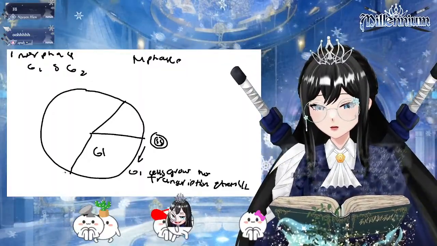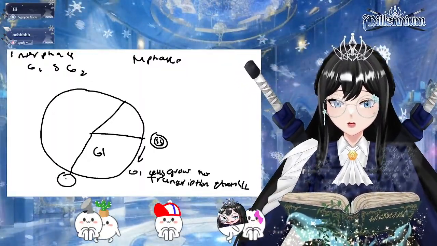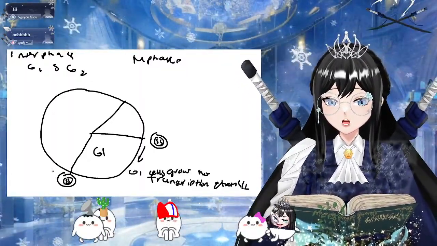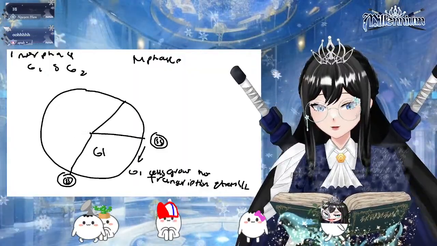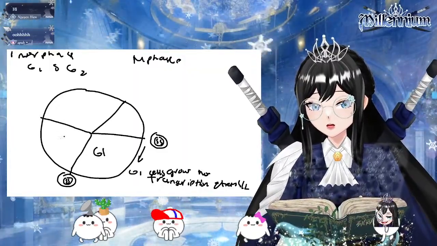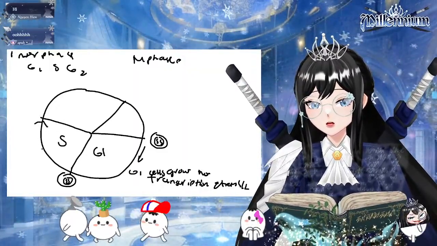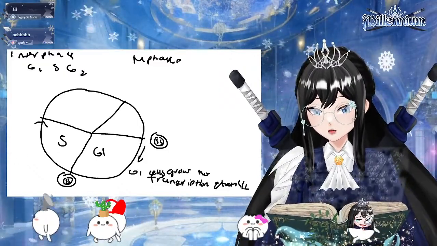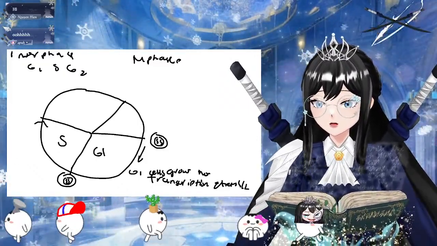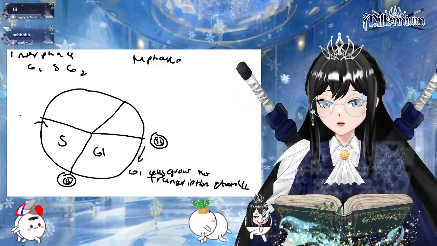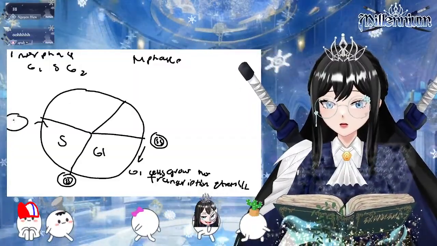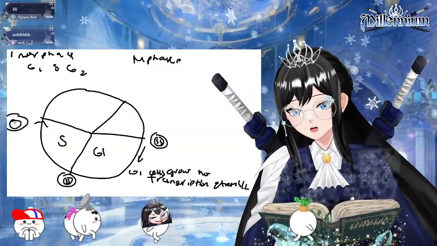After it grows, now you can see, oh, it's okay. It will then go and do synthesis, the synthesis phase. What is here? If the environment is favorable, it will now duplicate the genetic material inside.